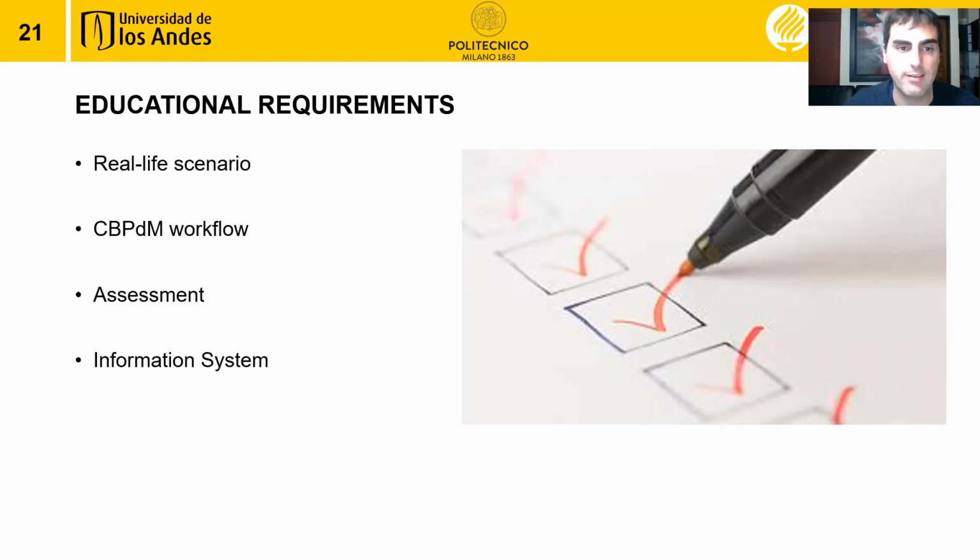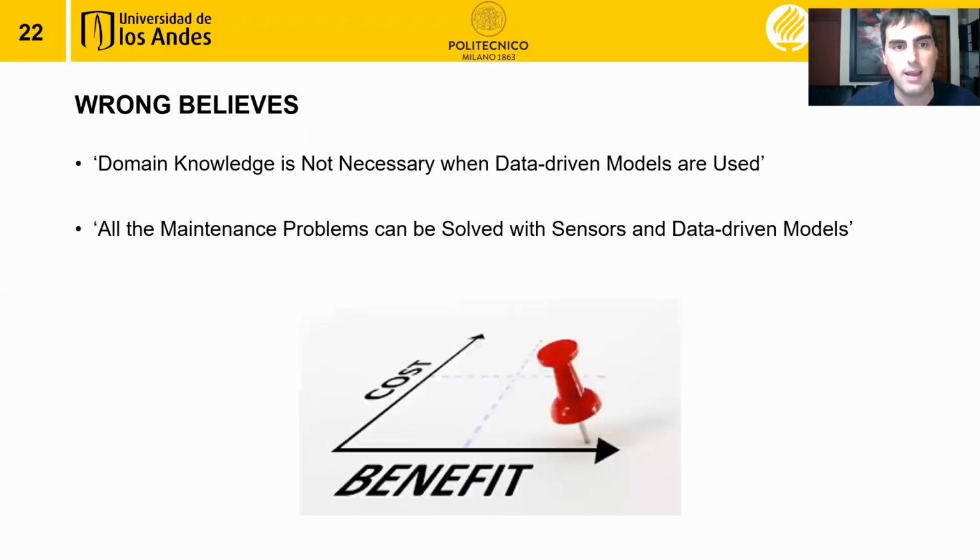Moreover, we have different steps, and at the end, a metric, which is the F1 score, that allows the assessment of the student in an objective way. And eventually, we use this information system, which allowed the widespread sharing of the data with all the different universities that may be interested in this.